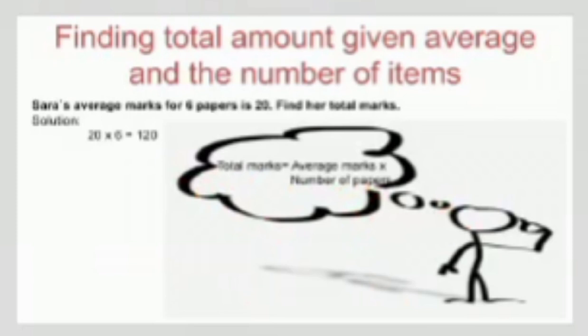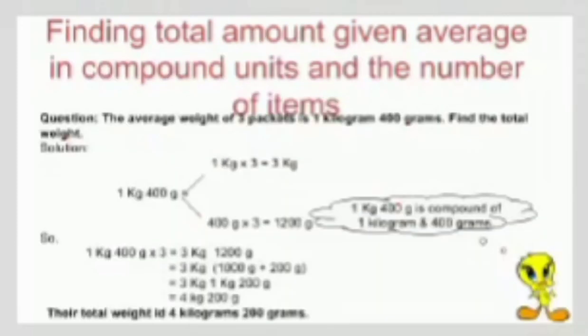Now, what about when you are given the average in compound units and the number of items is also given to you? Then how will you find the total amount? Let's understand the question first. The average weight of 3 packets is 1 kilogram 400 grams. Find the total weight.